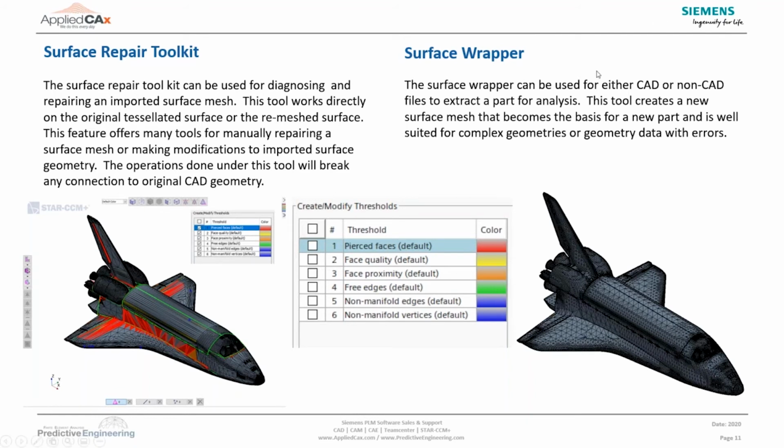Same with the surface wrapper. This can be used for basically saran wrapping your surface. This is a really good tool to use for dealing with items if you have a very complex CAD geometry that has a lot of surface features on it, or if you've got non-CAD geometry that you need to deal with.